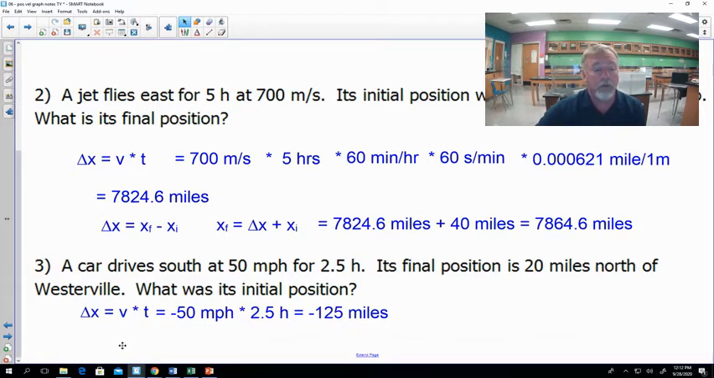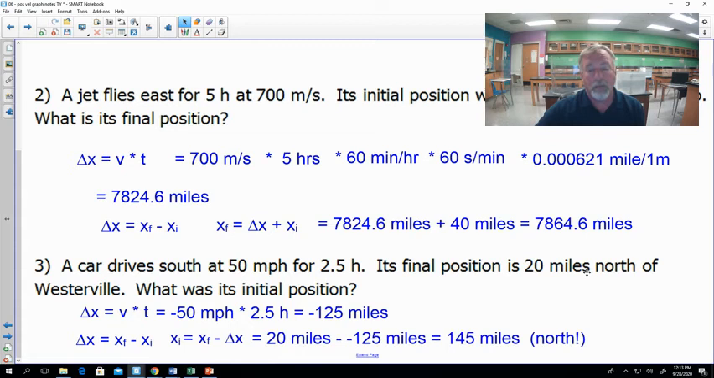Now we have to find our initial position, right? We start with our original equation. Delta x is xf minus xi. We rearrange that to solve for xi. We see that xi equals xf minus delta x. Plug in your numbers. Xf was 20 miles, right, in a positive direction. It's north, so we have a positive 20. What was its final position? What was its initial position? We've got to subtract out that displacement. Remember, our displacement was negative to begin with, so we're going to subtract a negative. Same thing as adding a positive, and we have an initial position of 145 miles.